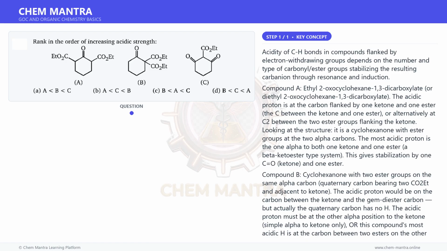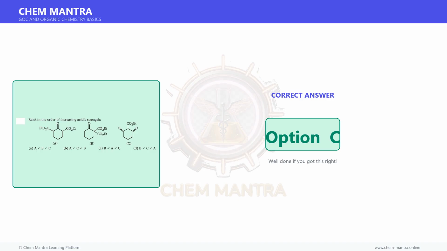Why other options fail? A. ABC, wrong, B should be least acidic, not A. B. ACB, wrong, B is least acidic. D. BCA, wrong, C should be most acidic due to triple carbonyl activation. Therefore, the correct answer is option C.